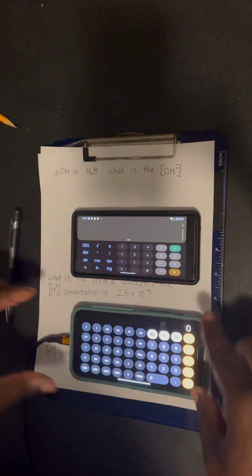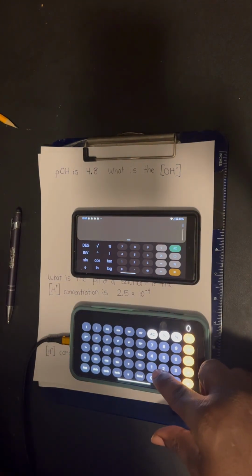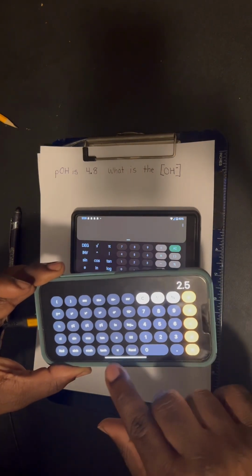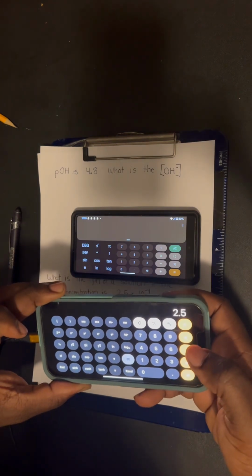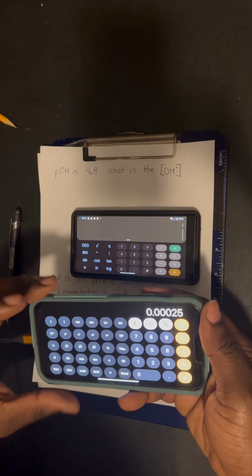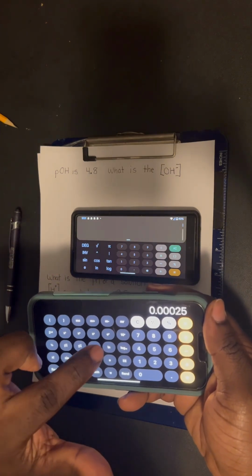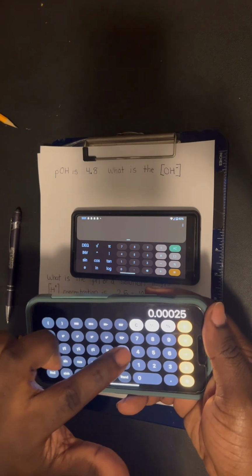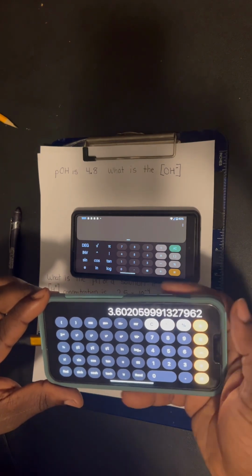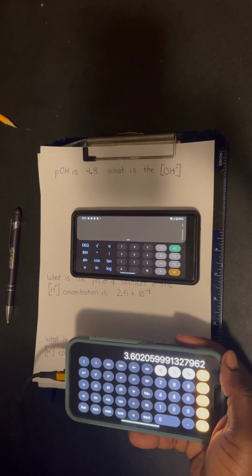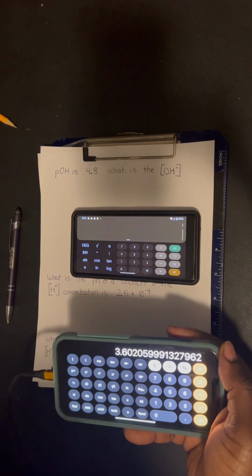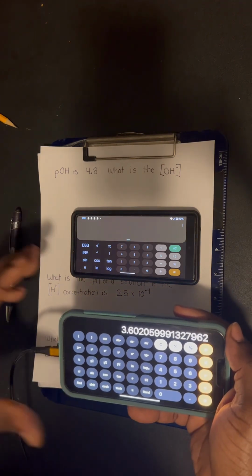So for that, you're gonna just type in the number first, so 2.5, and then you see right here where it says EE, you're gonna press that, and then you're gonna type in your exponent. So 4 and then negative, and you're gonna push enter. After you do that, you're gonna press right here where it says log 10, and you get negative 3.6. Press the negative key again, and that's your answer. So the pH of a solution if the hydrogen ion concentration is 2.5 times 10 to the negative 4 is 3.6.